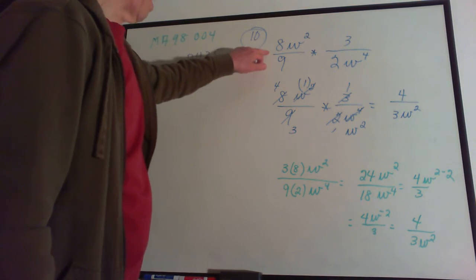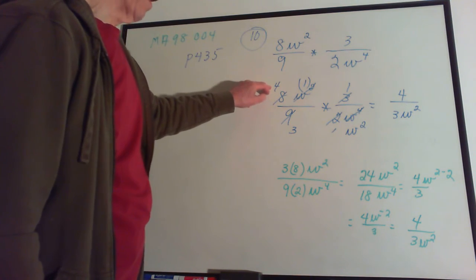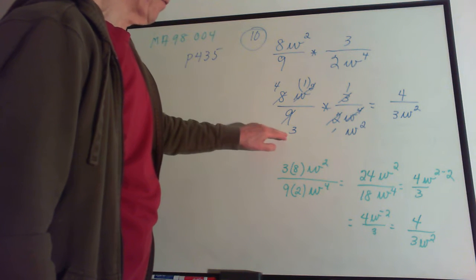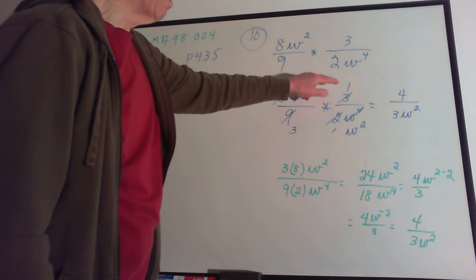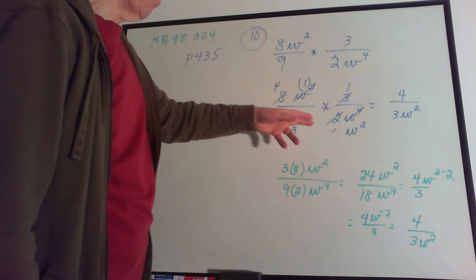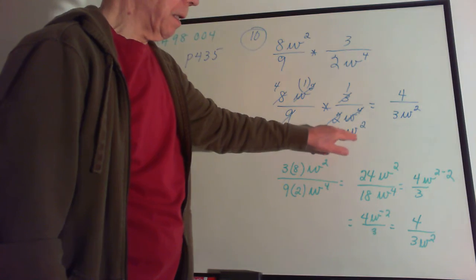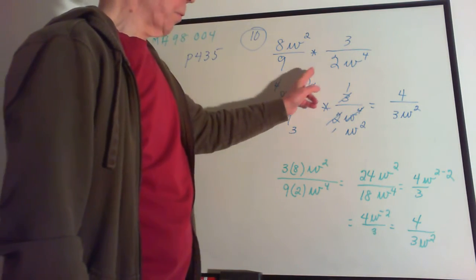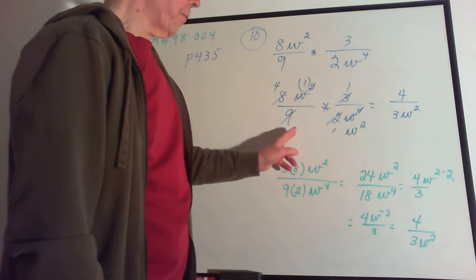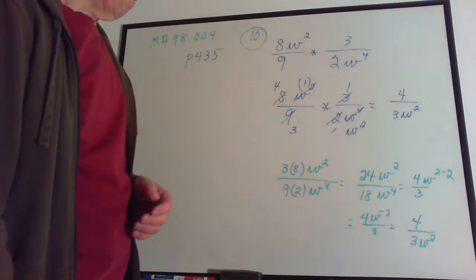All right, now I can divide 2 by 2 and 8 by 2, I get 4. And divide 3 by 1 and 9 by 3, I get 3. With w squared and w to the 4th, I'm going to subtract the exponents. I'm going to end up with a negative exponent, which I can do in my head. So I'm going to get w squared, multiplied 4 times 1 times 1 gives me 4. 3 times w squared gives me 3w squared.